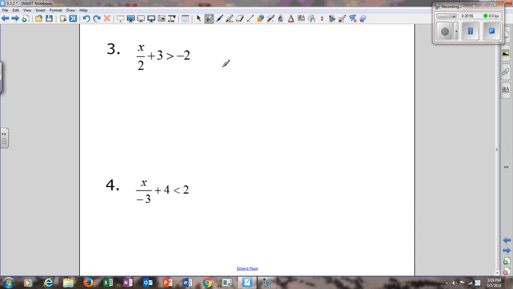Number 3, it's x over 2 plus 3 is greater than negative 2. Draw your line. Start by subtracting 3. That gives you x over 2 is greater than negative 5. Because you're dividing by 2, you multiply both sides by 2. That gives you x is greater than negative 10.